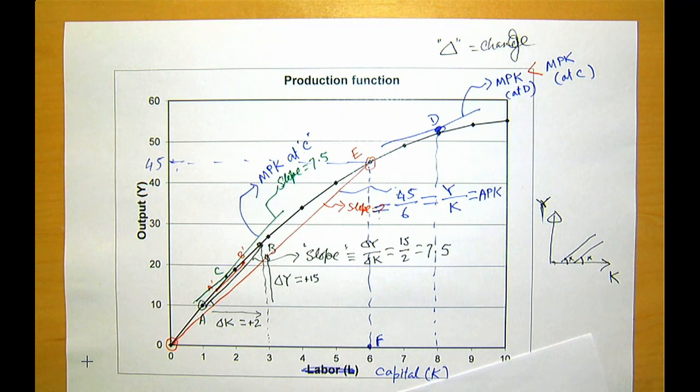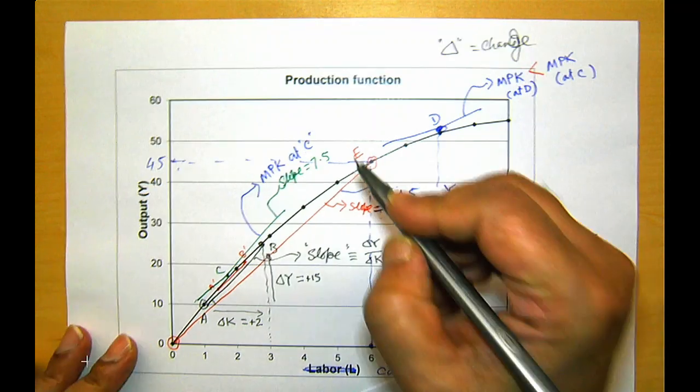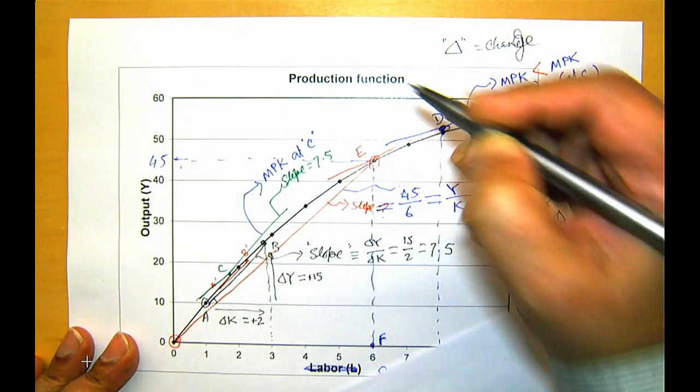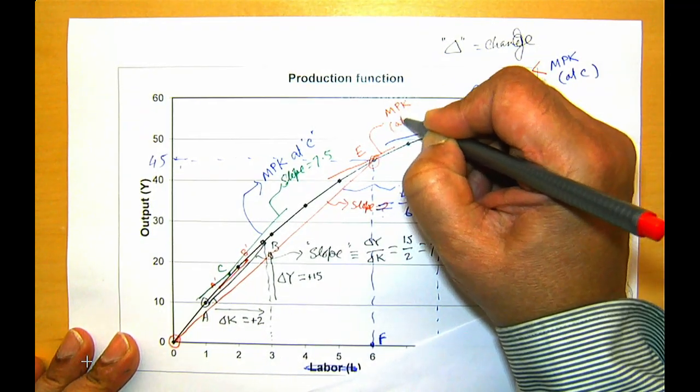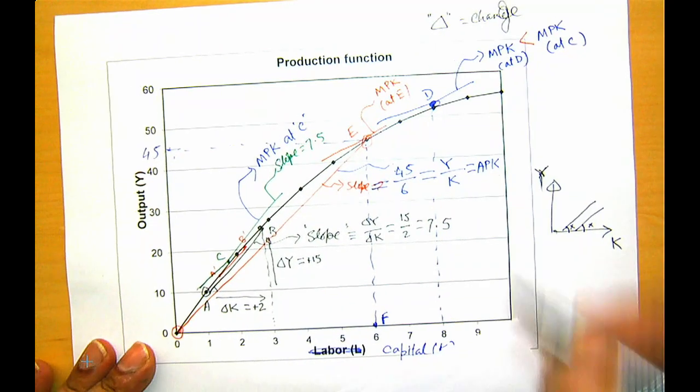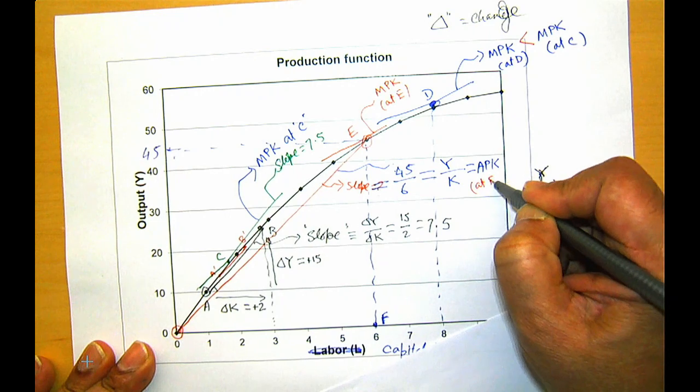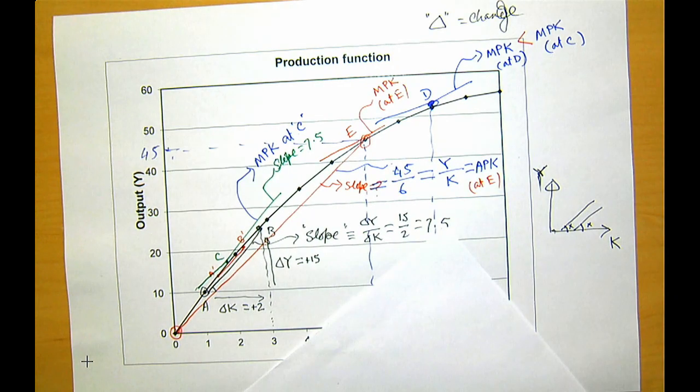So what is average product? Total output, 45,000. Total restaurants, 6,000. This is another measure of productivity. Clearly, if you want the marginal product at that point, you can draw a line and you get the marginal product of capital at E. And this is the average product at E. That's why I did it in red. At E, you have two measures of productivity. Marginal product is just the tangent. For average product, you join a line from the origin and take the ratio.